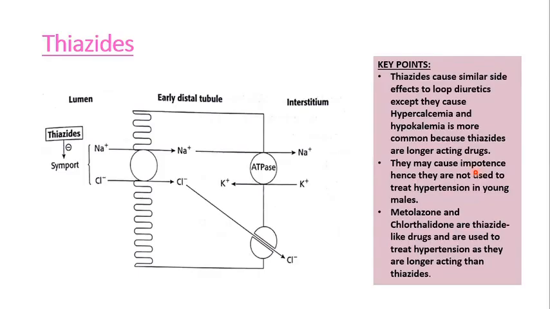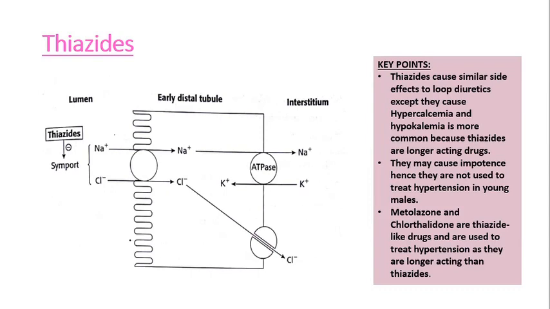Now moving on to thiazides. They act on the early distal convoluted tubule by inhibiting the sodium and chloride co-transporter. So sodium and chloride get absorbed into the early distal tubule cells, and sodium exchanges with potassium and chloride just gets absorbed through the chloride channels. But when this import gets blocked, then we lose sodium along with chloride.